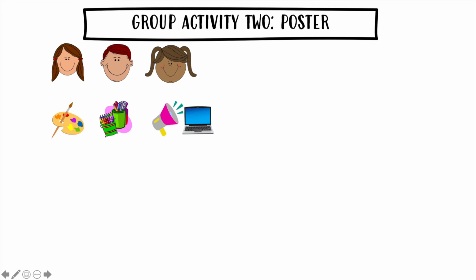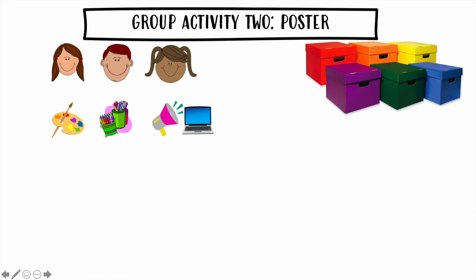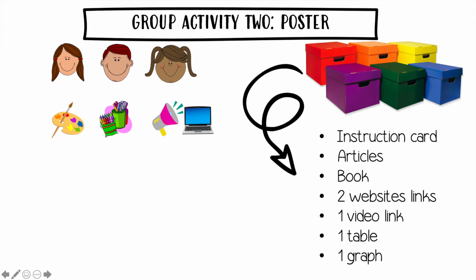Each group will be given a box. I like to call them the mosquito-borne disease box. In each box there will be one instruction card, articles about a mosquito-borne disease, one book about the disease, 2 website links, 1 video link, one table, and one graph. You will use the sources provided in the box to research and gather information about a mosquito-borne disease.